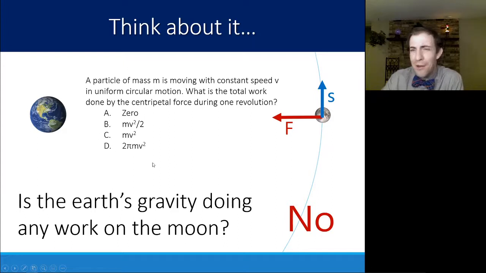An example that's shown up in a past IB exam just states: a particle of mass m is moving at a constant speed v, uniform circular motion. What is the total work done by the centripetal force during one revolution? The answer is zero. It looks like something you need to calculate, but no, it's just checking to see if you understand the idea that if the force and motion are perpendicular, there is no work being done.